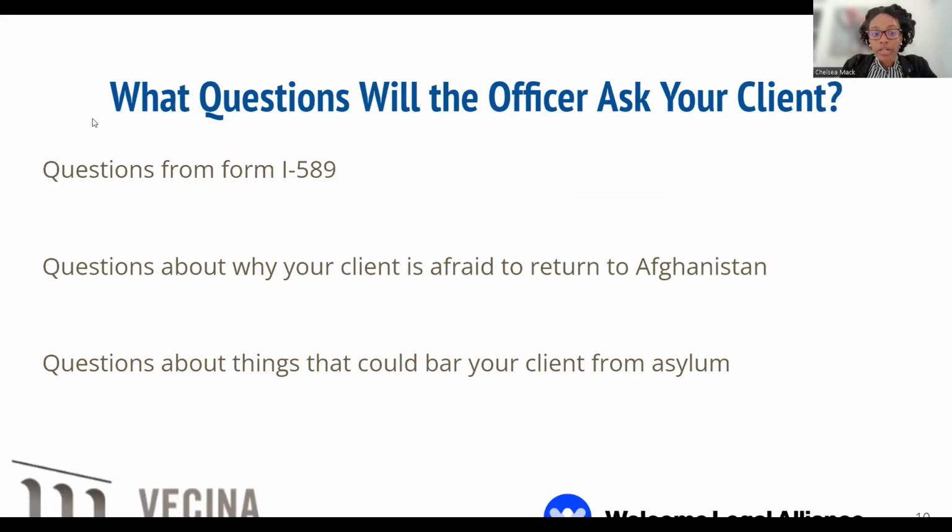So there are basically 3 general areas or topics of questions that the officer will ask your client. Before they get into the form I-589, they're just going to ask who helped prepare this application. And this is mainly to see, first, does your client actually know what's in their application? And then second, is the information truthful?